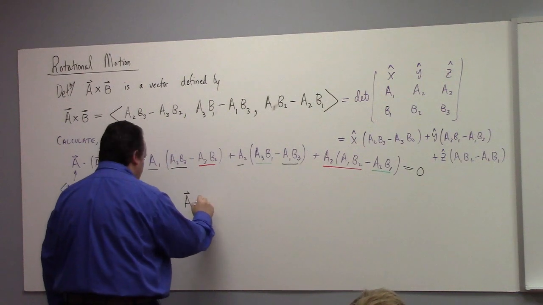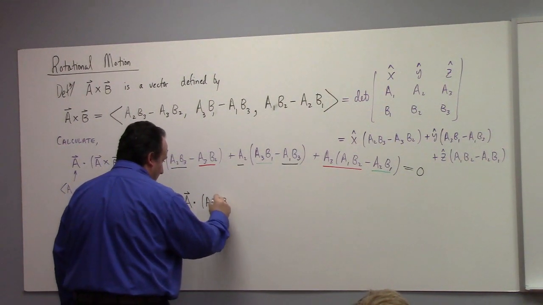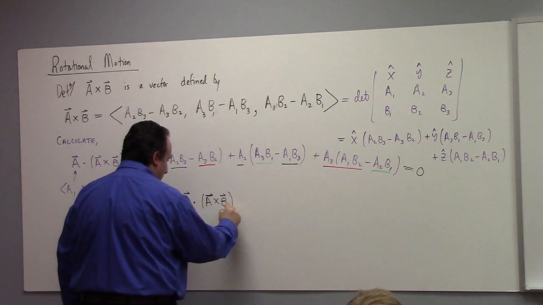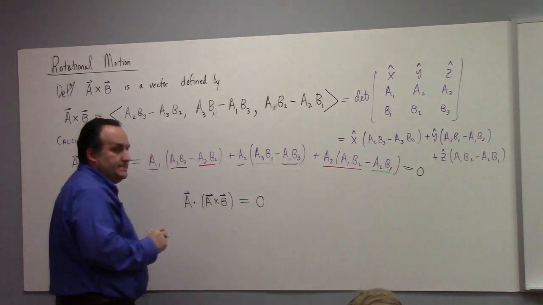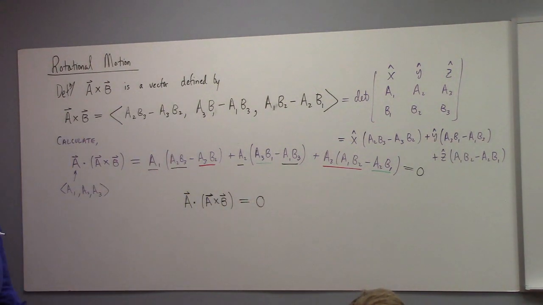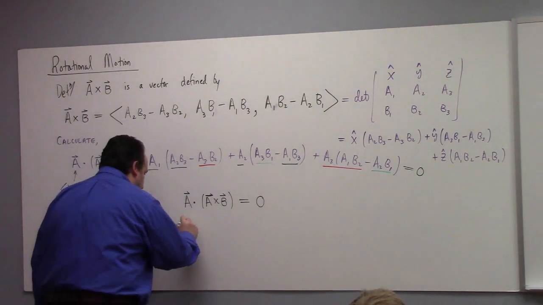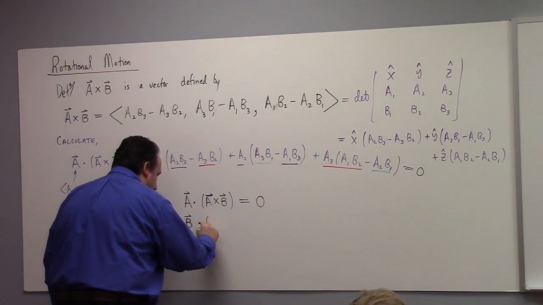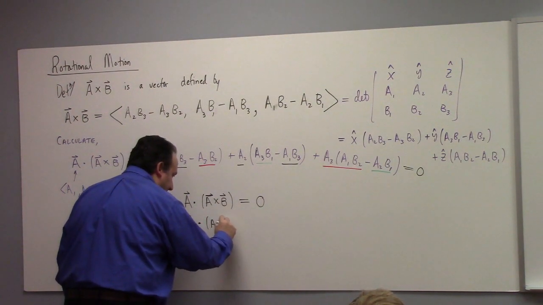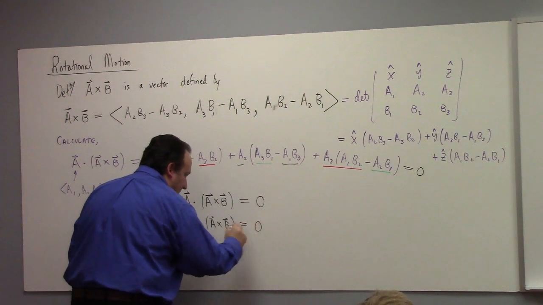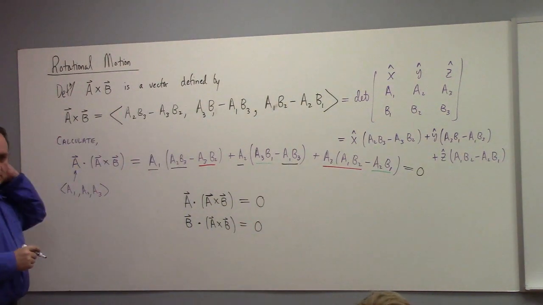then A dot A cross B is equal to 0. All right? Guess what else is 0? If we do the same calculation with B instead of A, you can also prove that B dot A cross B is equal to 0. Yes, sir?